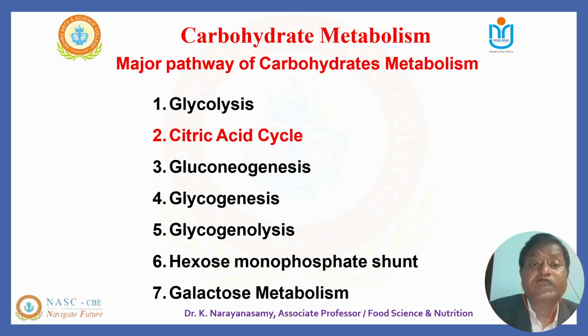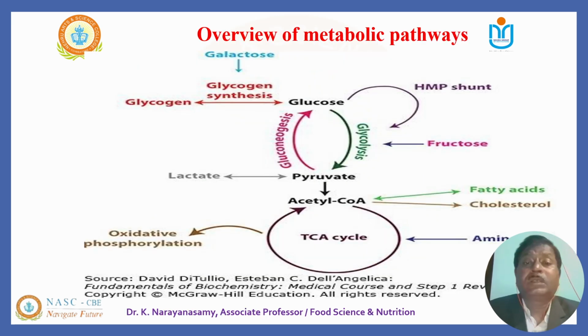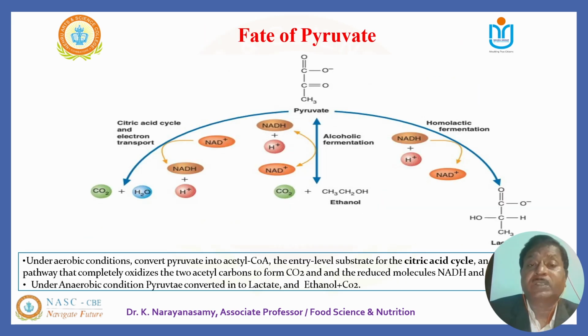In carbohydrate metabolism, we have several pathways: glycolysis, citric acid cycle, gluconeogenesis, glycogenesis, glycogenolysis, hexose monophosphate pathway, and galactose metabolism. Now we are going to see about citric acid cycle or tricarboxylic acid cycle or Krebs cycle. This is an overview where you can see that other pathways are there, but we are concentrating here on the TCA cycle, where pyruvate converts to acetyl-CoA. Acetyl-CoA enters into TCA cycle, which is coupled with oxidative phosphorylation.